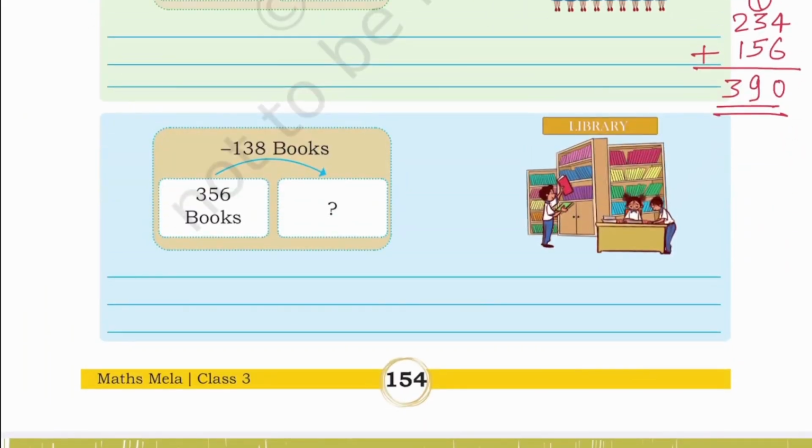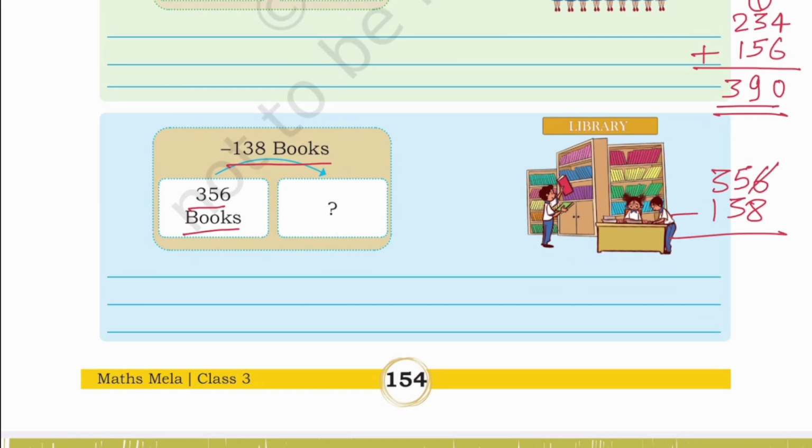Similarly, 356 books are there and 138 books are taken away. How many books will remain? That means you have to subtract 138 from 356.